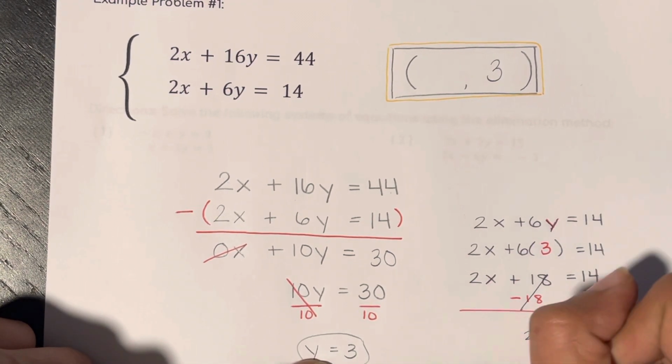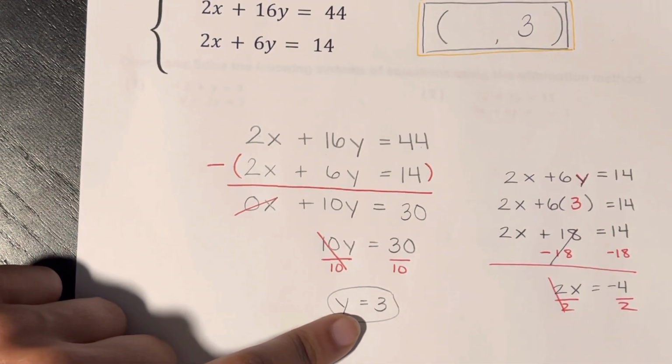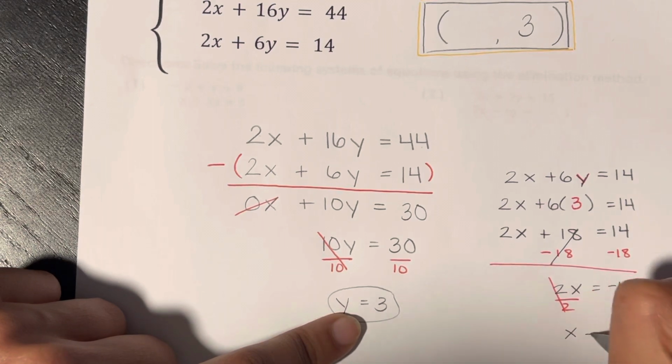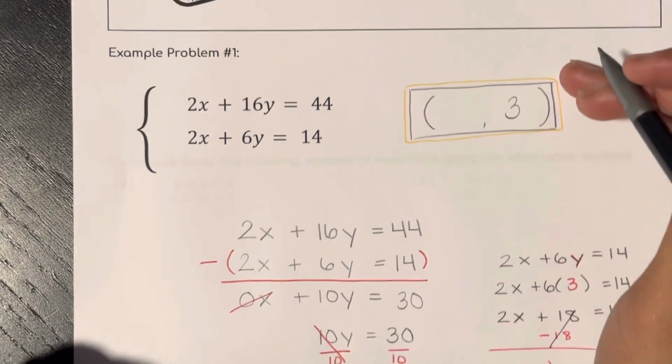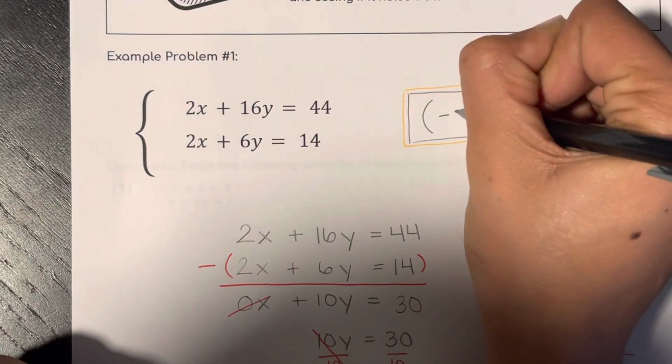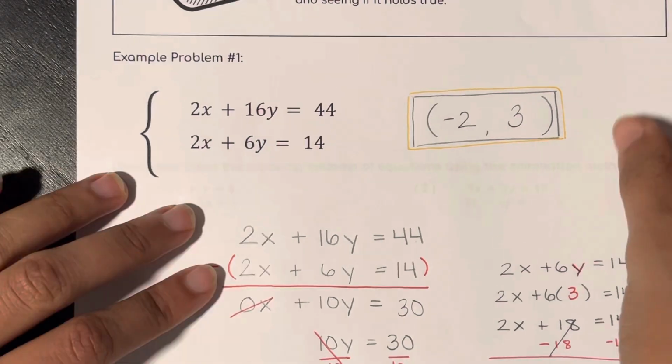Then finally, divide by 2. And I end up with x is equal to negative 2. I go back up here to my equation box. And that's it. Solving by elimination. We're going to try more examples.